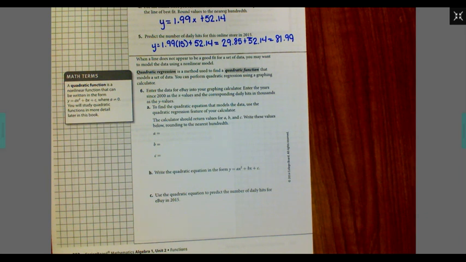To find the quadratic regression that models the data, use the quadratic regression feature of your calculator. The calculator should return values for A, B, and C. Write those values below, rounding to the nearest hundredth. Then we're going to write the quadratic equation in the form of y equals ax squared plus bx plus c. And then we're going to use that quadratic equation to predict the number of daily hits in 2015.